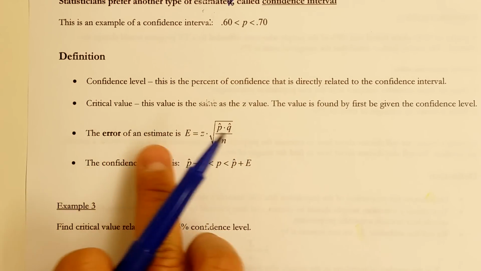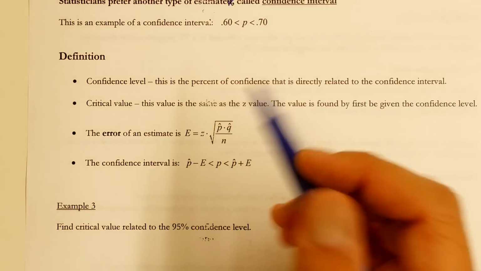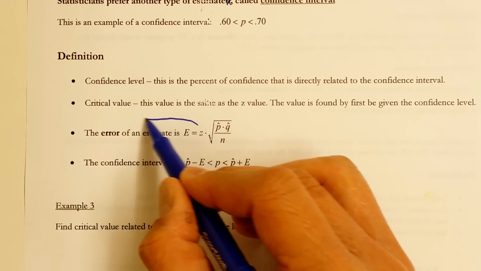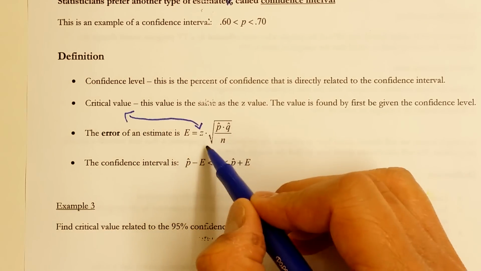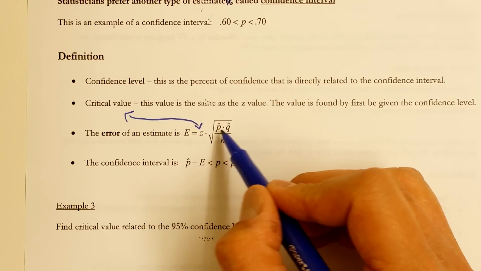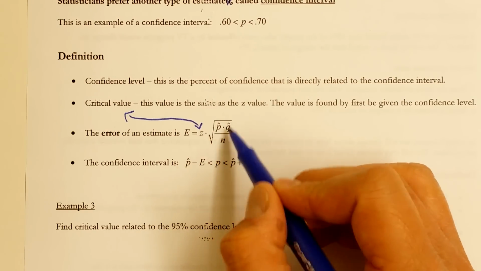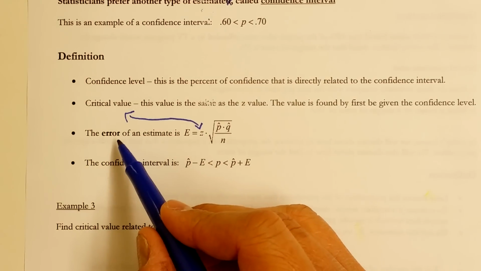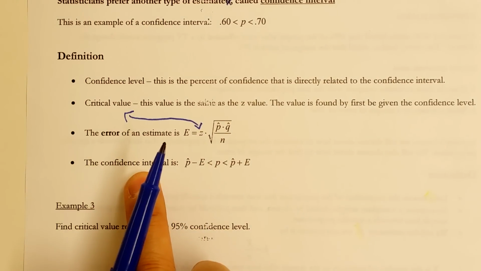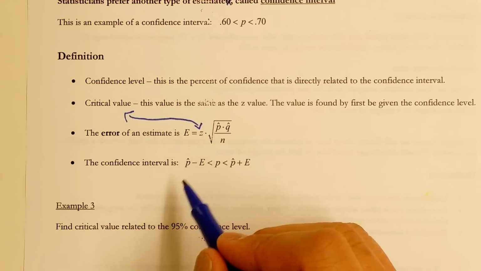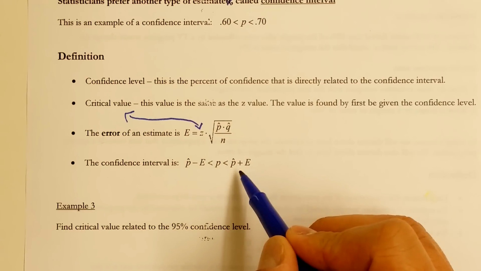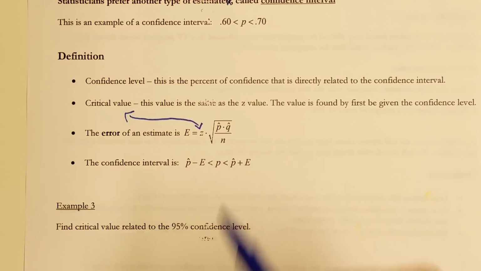So the error of your estimate is found by using this formula, which is z, and that's your critical value, right? This relates to your critical value, times the square root of p hat times q hat over n. And that's your error in your estimation, okay? Once you have found the error, then the confidence interval can be formed. The confidence interval is taking your sample proportion minus the error, or your sample proportion plus the error, and that is your confidence interval, all right?